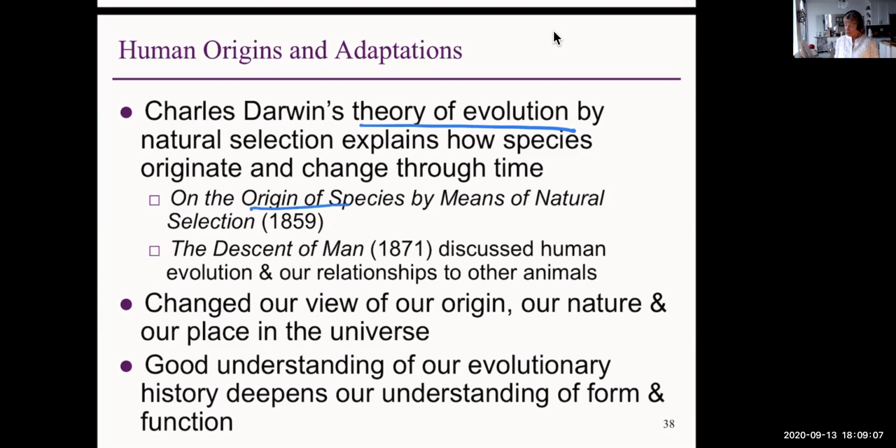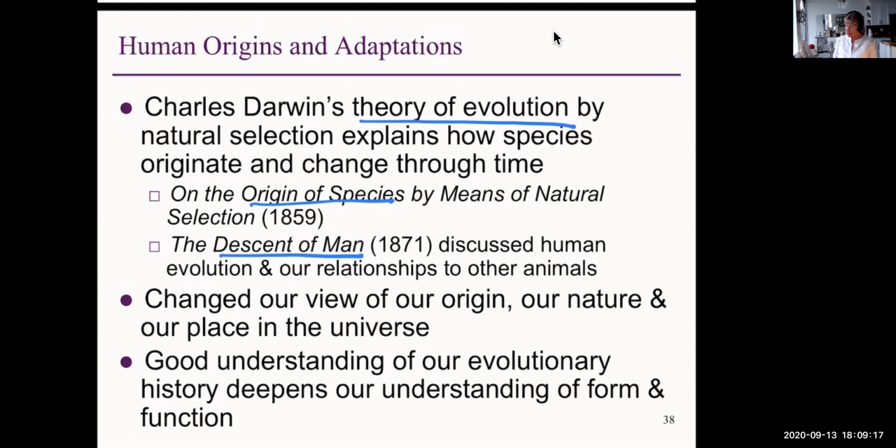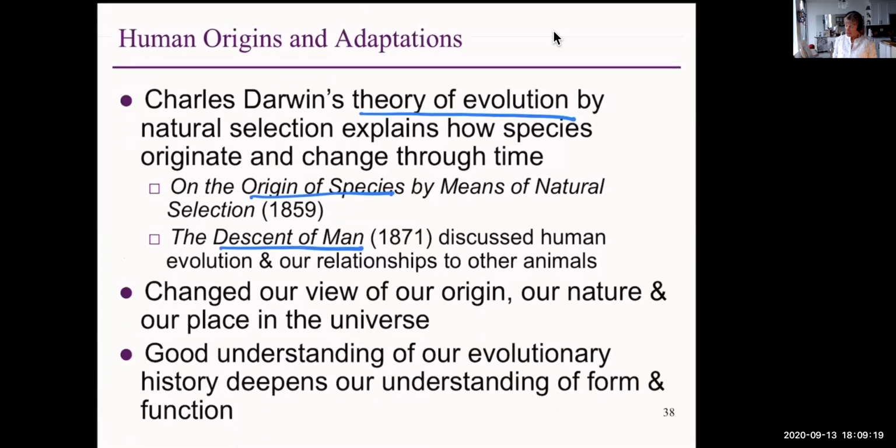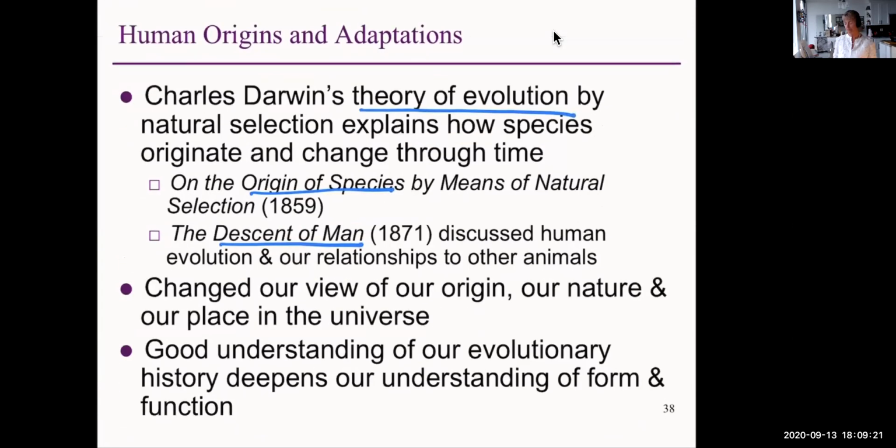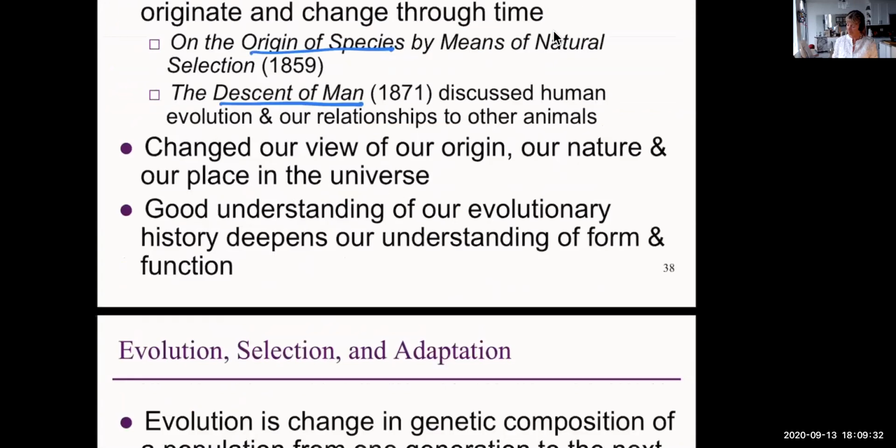Darwin wrote The Origin of Species by Means of Natural Selection, and The Descent of Man much later, in which he discusses human evolution and our relationship to other animals. It changed our view of our origin, our nature, and our place in the universe, and a good understanding of our evolutionary history deepens our understanding of form and function.